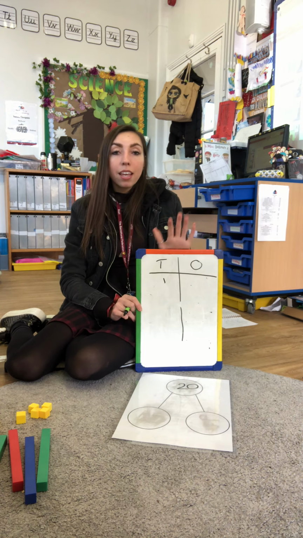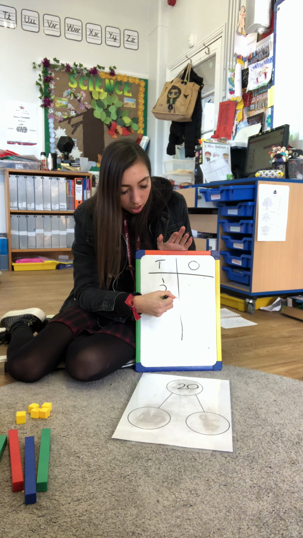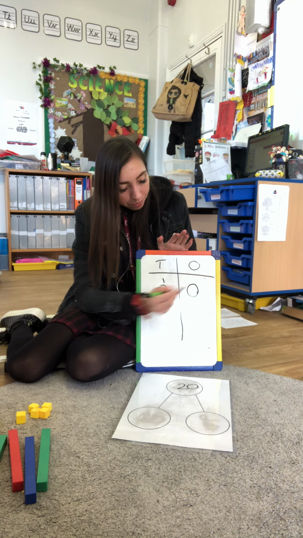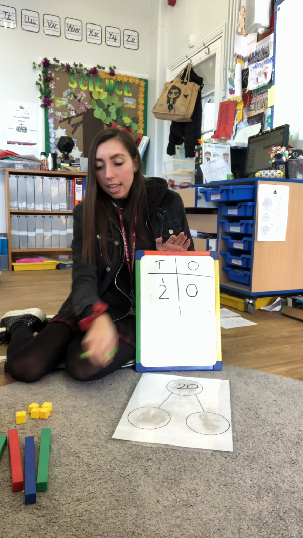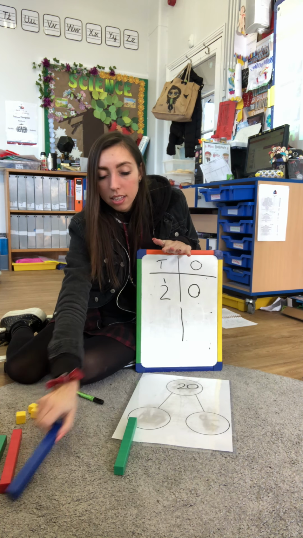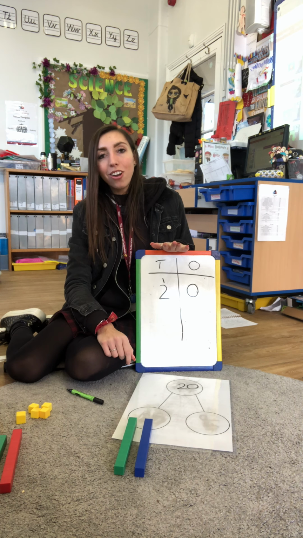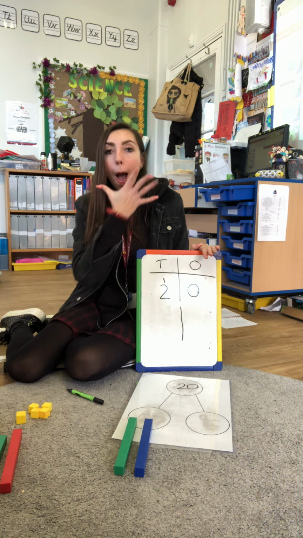In my tens column, my first digit is 2, and my second digit is 0. So I know that there are 2 tens and 0 ones. Oh, what do I put in my ones column? There are 0 ones. What am I going to put in there?